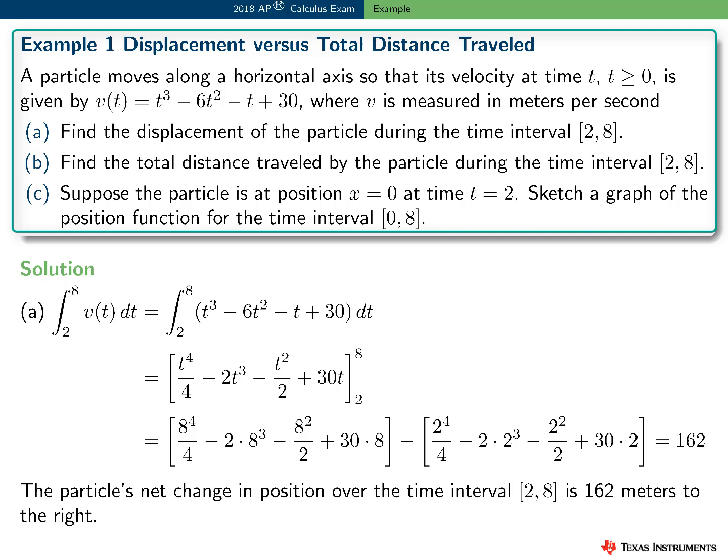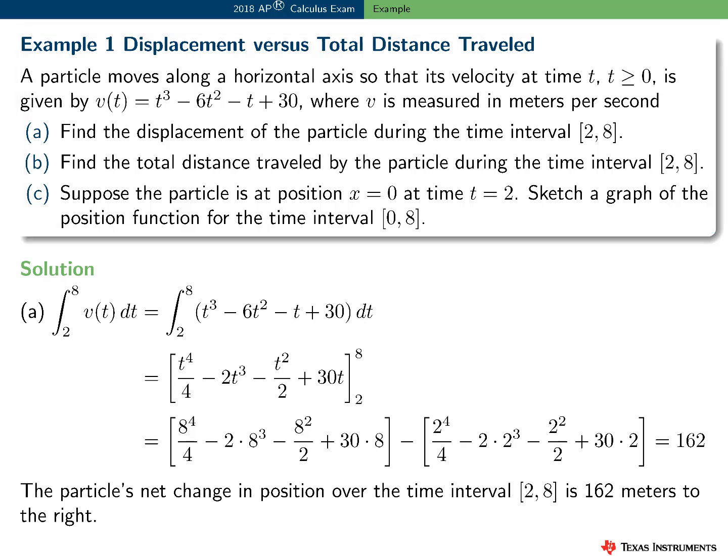Suppose a particle moves along a horizontal line so that its velocity at time t is given by v of t. Find the displacement of the particle during the time interval 2 to 8. Find the total distance traveled by the particle during the same time interval. And if given the position of the particle at time t equal 2, sketch a graph of the position function. I'm going to solve parts A and B and leave part C for you.